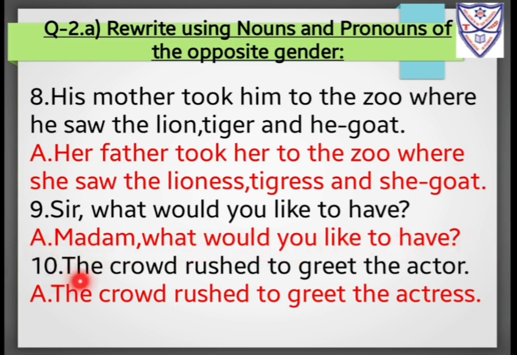10th one, the crowd rushed to greet the actor. Now over here actor is a noun which is in the form of masculine gender. So we will rewrite it by using the opposite gender. So opposite gender will be actress. Over here actress is a noun which is in the form of feminine gender. So the answer will be the crowd rushed to greet the actress.